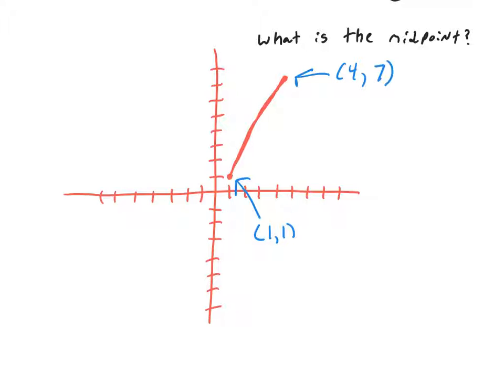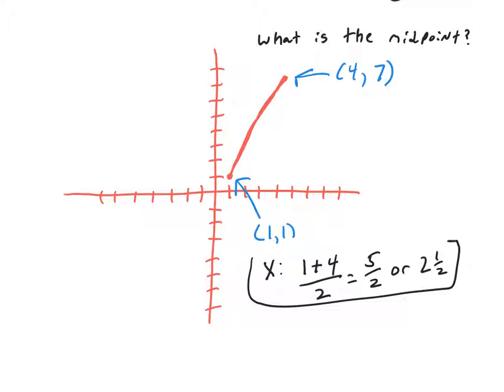We're going to do it just like we did for the previous one, except this time we're going to do it for both the x and the y. Let's start with the x. I want to figure out the point halfway between 1 and 4. I'm going to take the mean, so I'm going to do 1 plus 4 and divide it by 2. That means the x value is 5 halves, or 2 and 1/2.